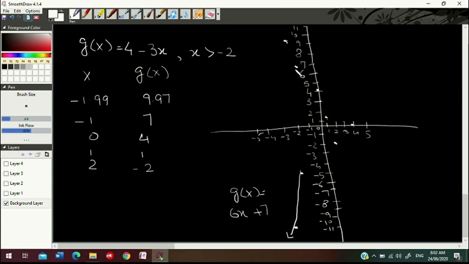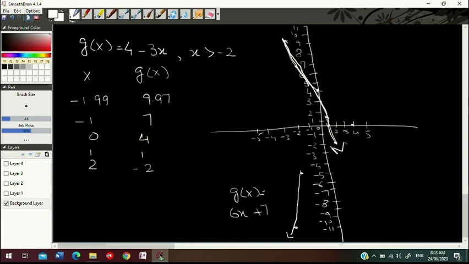So when we plot it, this is not a straight line, but when you draw it on proper graph paper, you will see the graph must be a straight line, because we have an equation of a straight line. So this is the graph of this piecewise function.